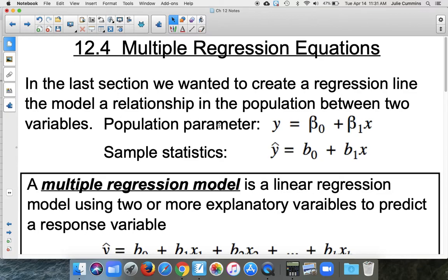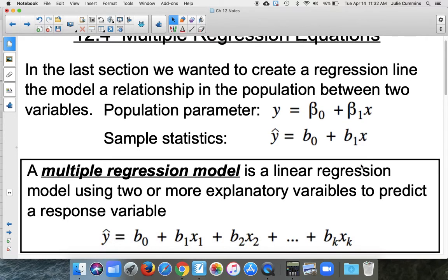So in the last section, we created a regression line that modeled the relationship between two variables, and this is what our equations look like. Remember, this is for the population, y. We don't ever know beta 0 and beta 1 because we would need a census. So we used our statistics to get an equation for y hat, and these are statistics, so they're estimates.